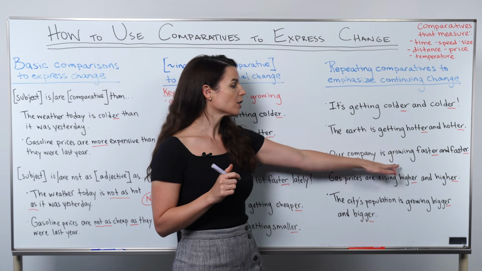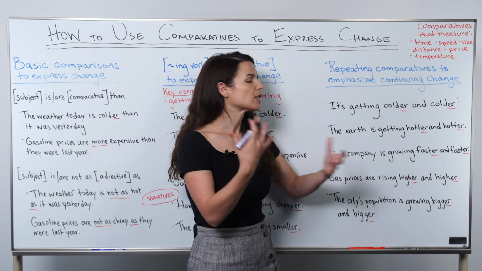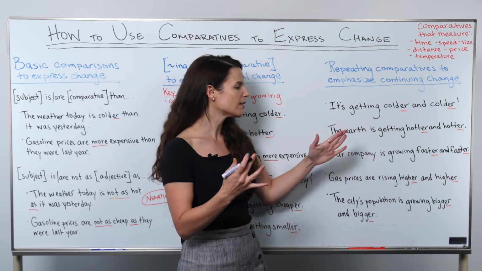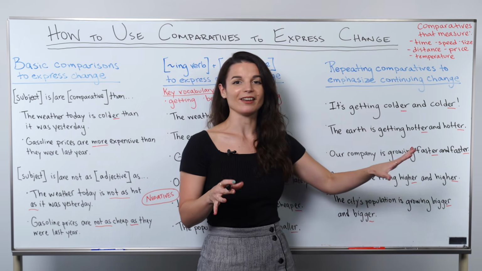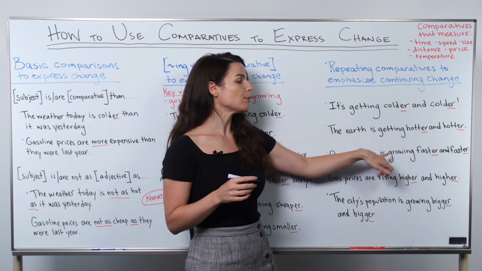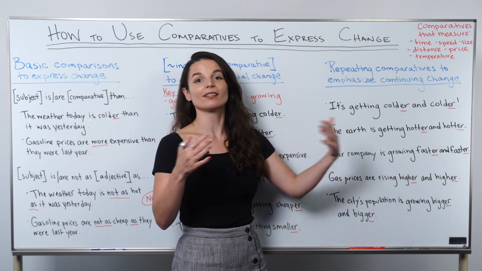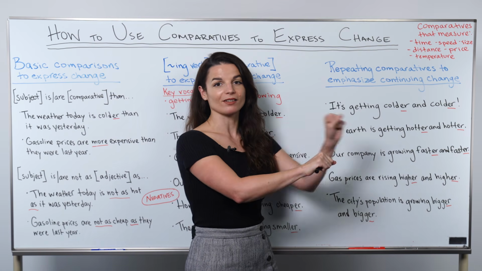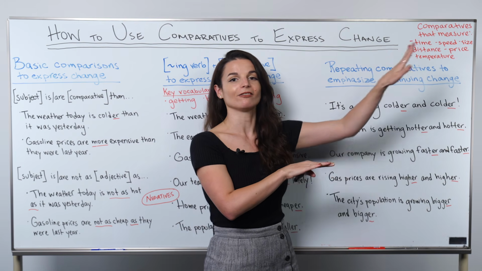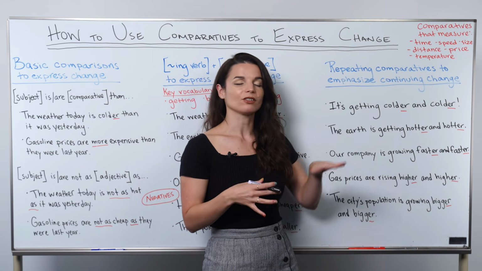Okay, let's look at another example with a different verb now. I want to take a look at some different verbs in this position that you can use to express these kinds of changes. Basically, if your verb matches your comparison, it's going to sound okay. First example, our company is growing faster and faster. So this sounds good, right? The size of the company is increasing and the pace is also increasing. So faster and faster. Again, comparative form.